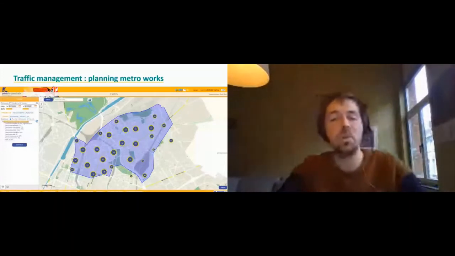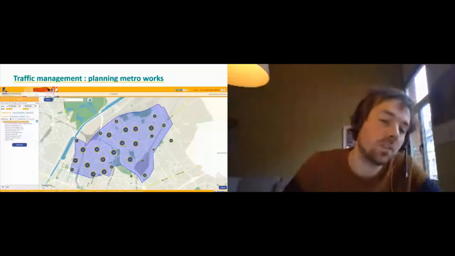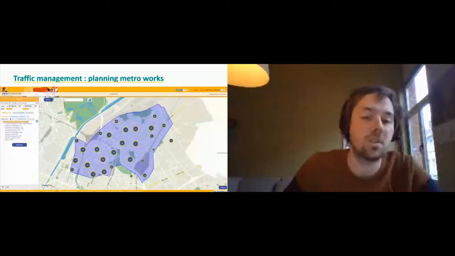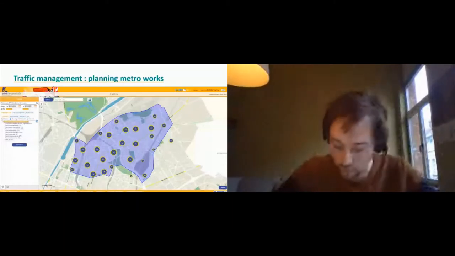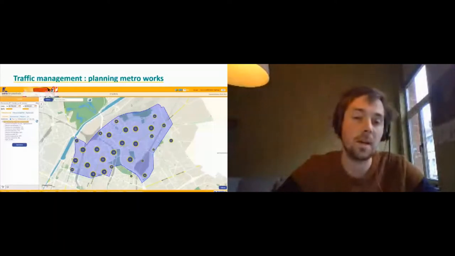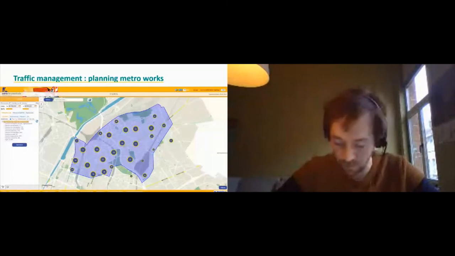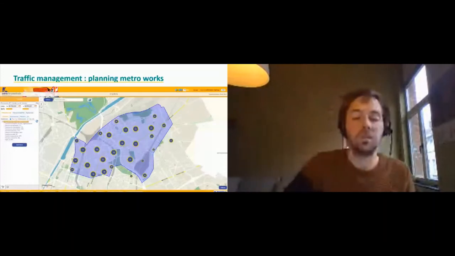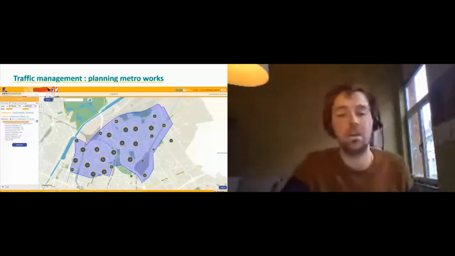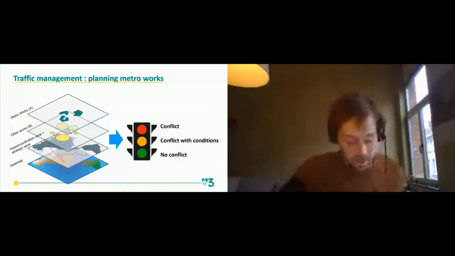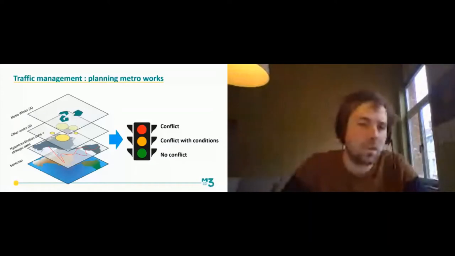So in detail, we monitor the external works, as you see here in layer B, together with our internal works, the metro works. We put in place road diversions and strategic access that we want to guarantee and keep accessible at all times. We check and monitor if public works are in conflict with the metro works or with these strategic access. This is what traffic management is for us.